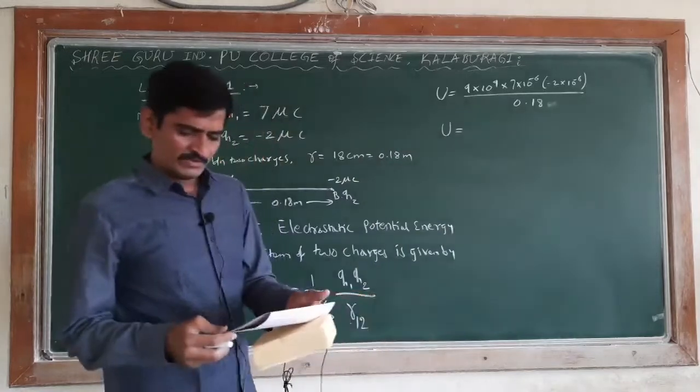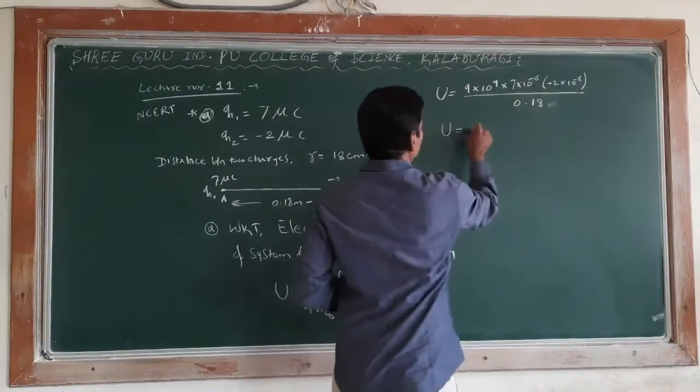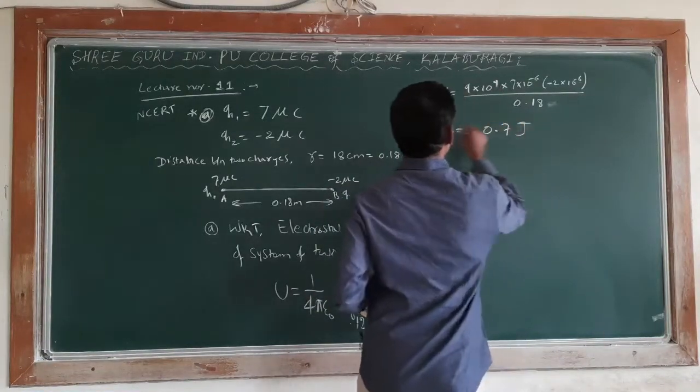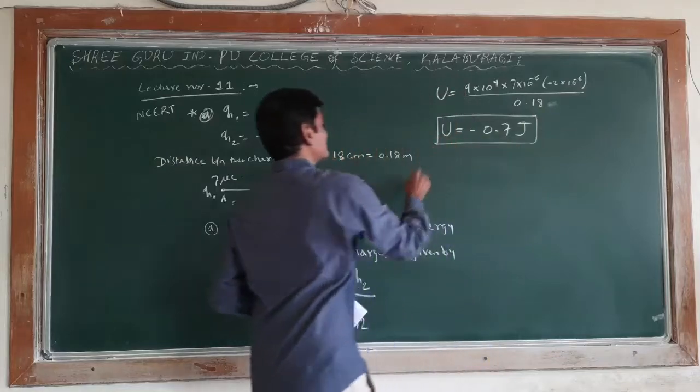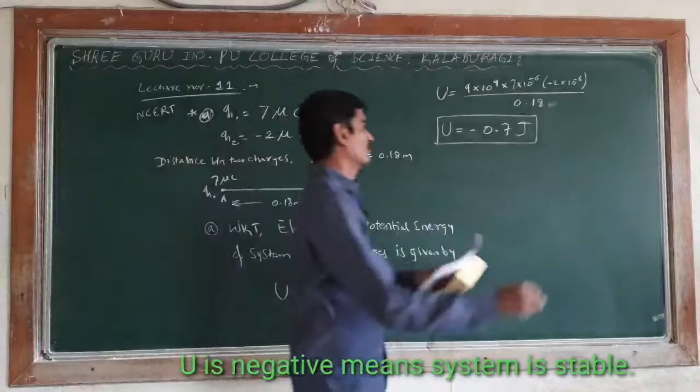I will tell the answer. On simplification, U comes out to be negative, that is minus 0.7 joule. So the potential energy of the system of 2 charges comes out to be minus 0.7 joule.